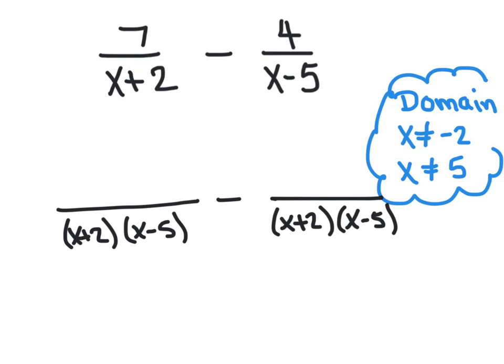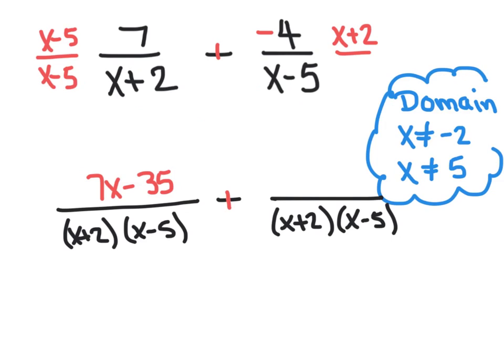And that means the first one needs to get multiplied by x minus 5 over x minus 5, therefore creating 7x minus 35. And little trick here, I'm going to change my minus sign to a plus sign, which means I negate the 4. And then I multiply the top and bottom by x plus 2. And as I distribute that negative 4 to both the x and the 2, I get negative 4x minus 8. And I think that's a real safe way to handle that negative sign so that we don't forget to distribute it.